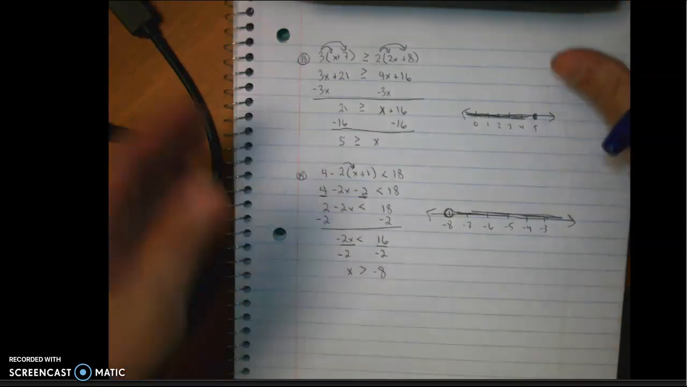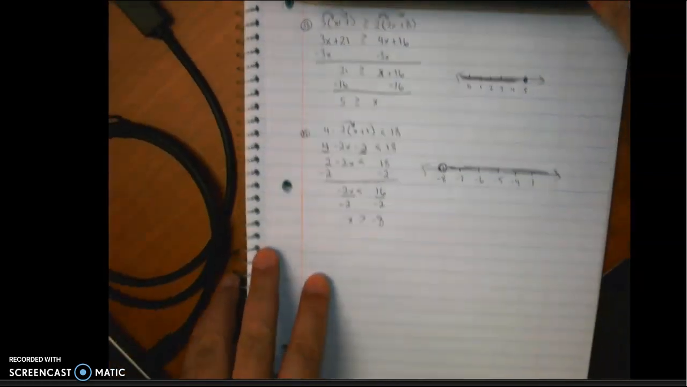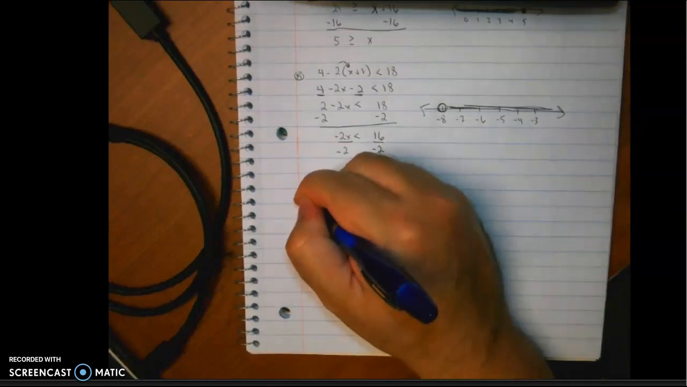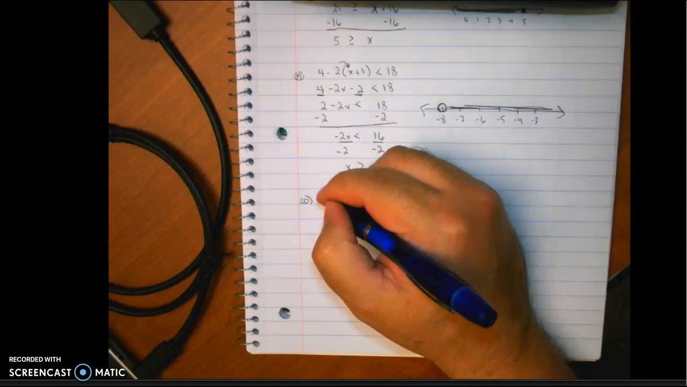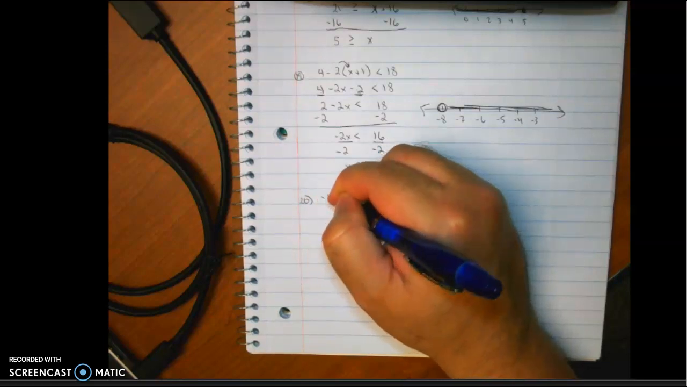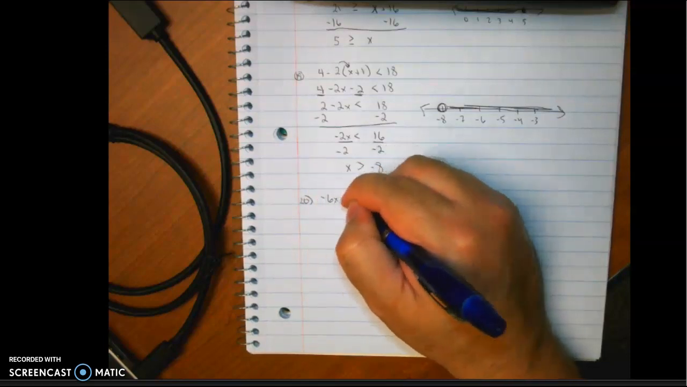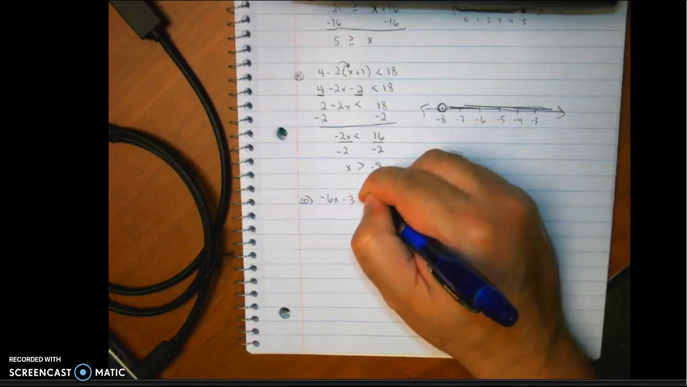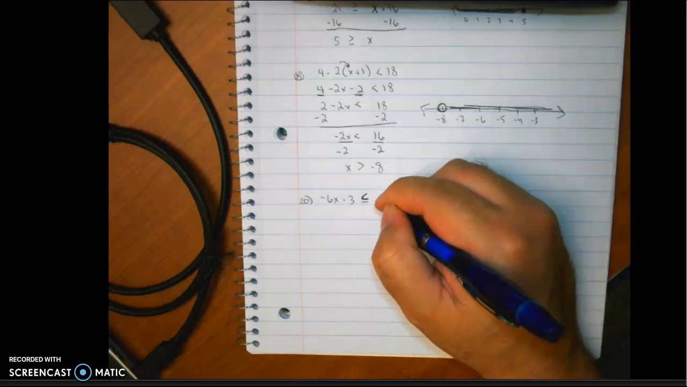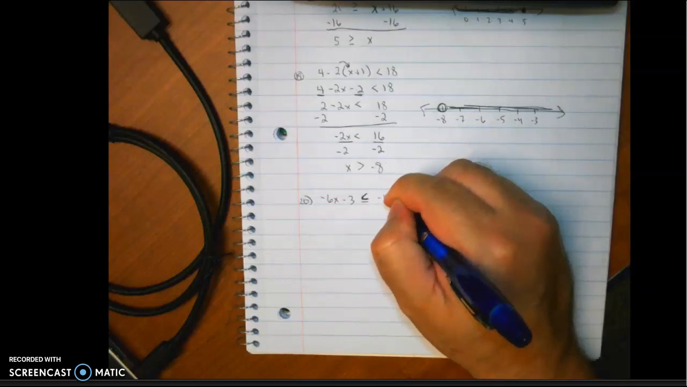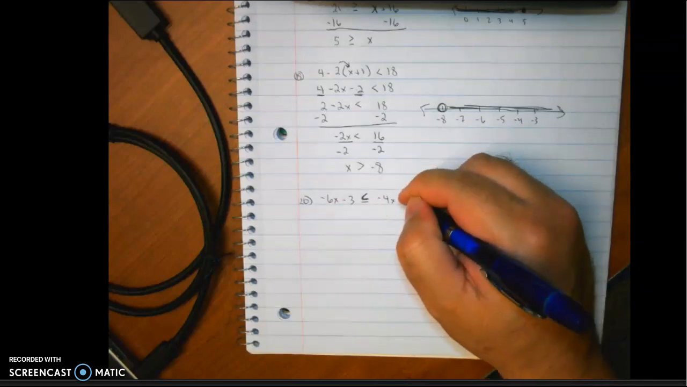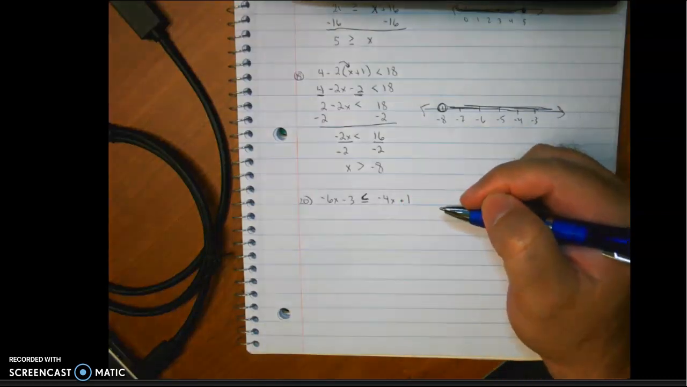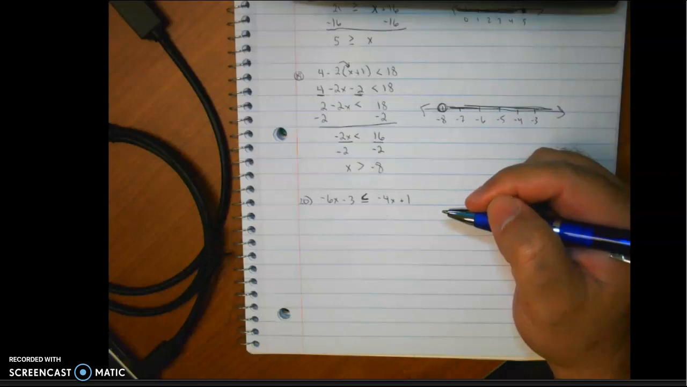All right, here we go. Last but not least, number 20. We have negative 6x minus 3 is less than or equal to negative 4x plus 1. So again, just a regular inequality, not a conjunction.